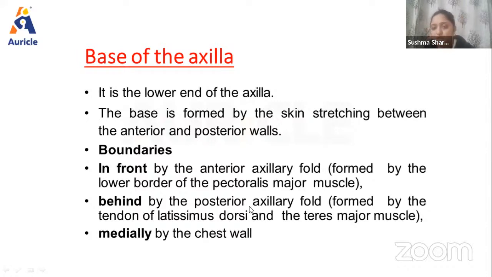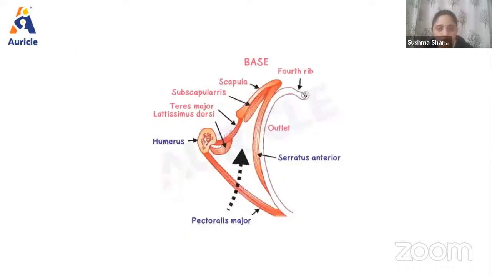Every point that I'm mentioning right now is important. This is the base. If you have a question that is coming from axilla, you will have to write this simple line diagram. What is this? This is the fourth rib. This is the serratus anterior. This is the subscapularis muscle, teres major and latissimus dorsi, and this is the pectoralis major muscle. And this triangular portion is what I'm calling the base.